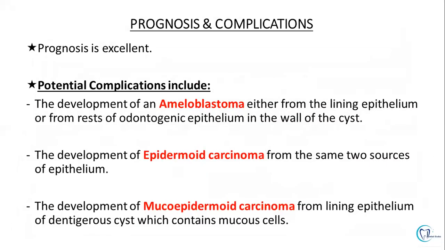However, the prognosis is good for cases of dentigerous cyst, but there can be some potential complications associated with it. The one complication is the origin of ameloblastoma from the lining of the cyst. Second is the development of epidermoid carcinoma. Third is the development of mucoepidermoid carcinoma from the lining epithelium, which contains mucous cells. So although the prognosis is good, a dentigerous cyst can transform into these three complications: ameloblastoma, epidermoid carcinoma, and mucoepidermoid carcinoma. It is important for your competitive exam to remember the complications of dentigerous cyst.